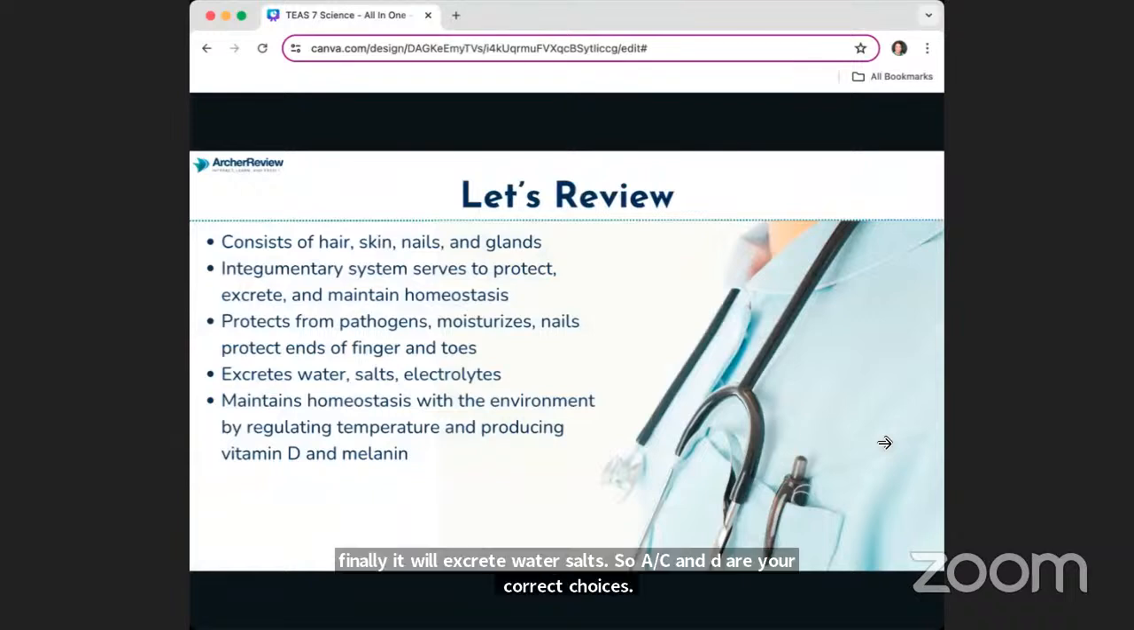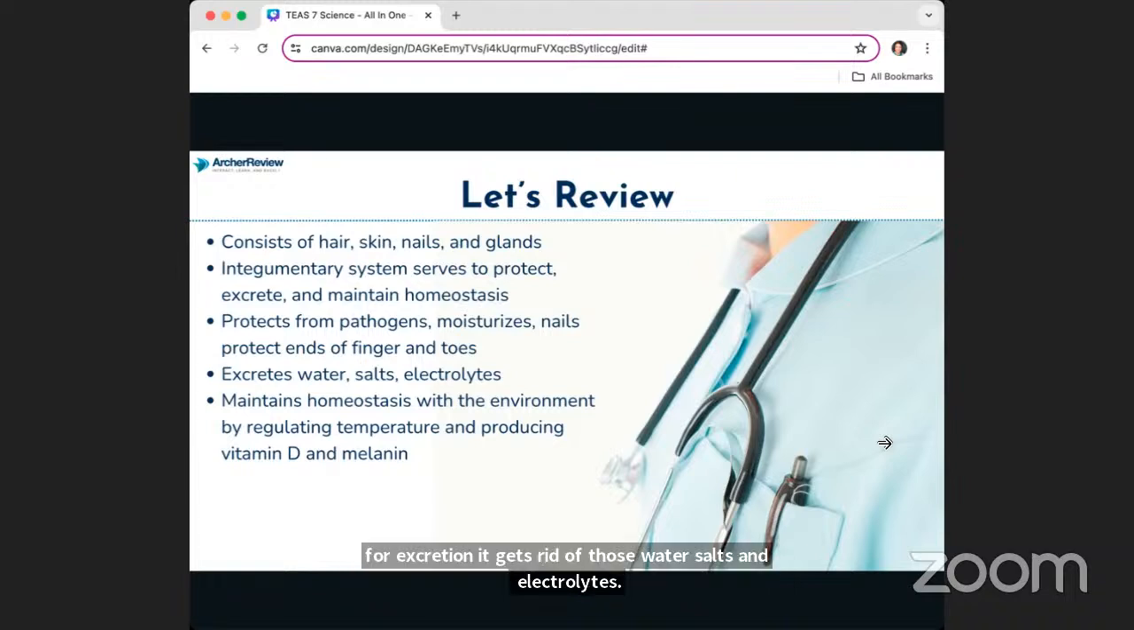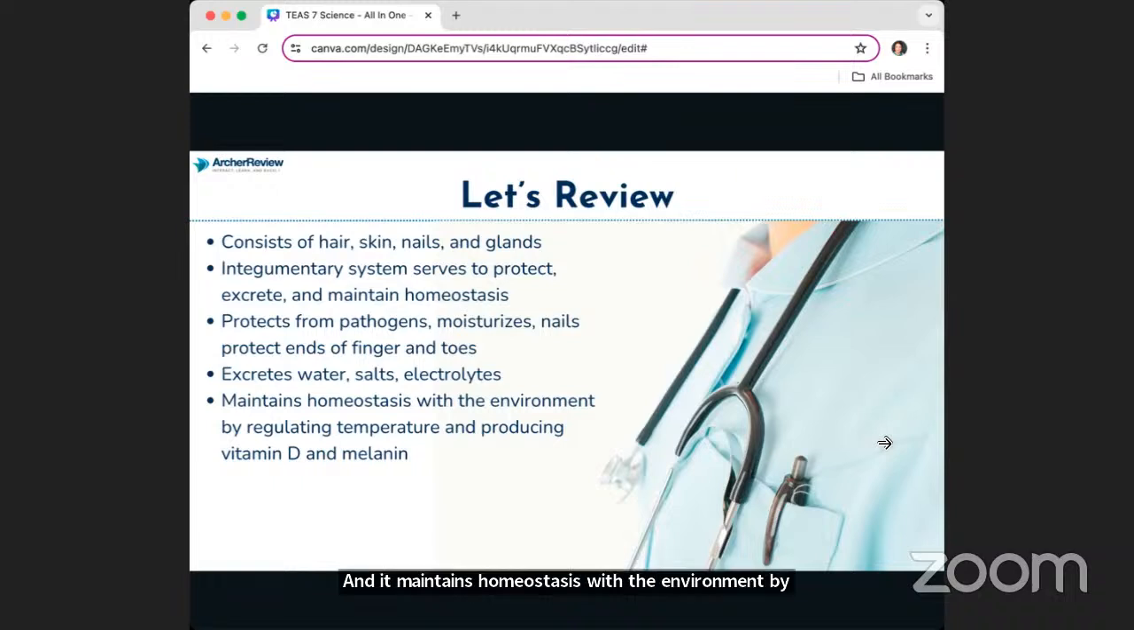So reviewing the integumentary system. It consists of hair, skin, nails, and glands. It serves to protect, excrete, and maintain homeostasis. It protects from pathogens. It moisturizes your body. Its nails protect the ends of your fingers and your toes. And for excretion, it gets rid of those water, salts, and electrolytes. And it maintains homeostasis with the environment by regulating temperature and producing vitamin D and melanin.